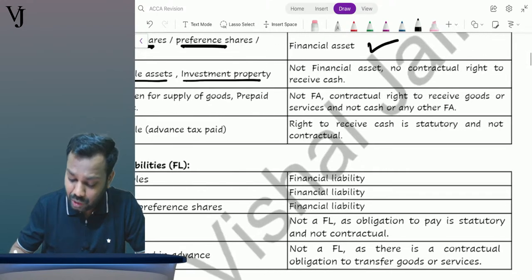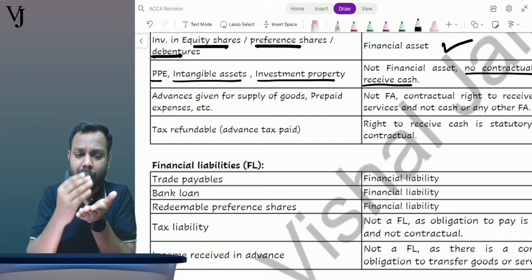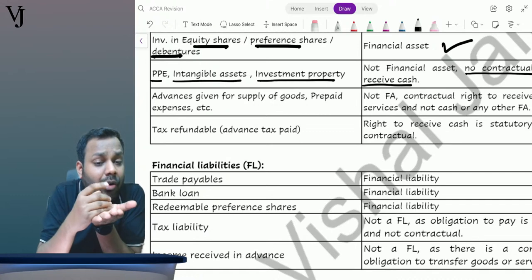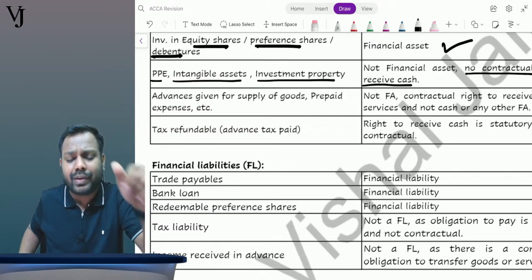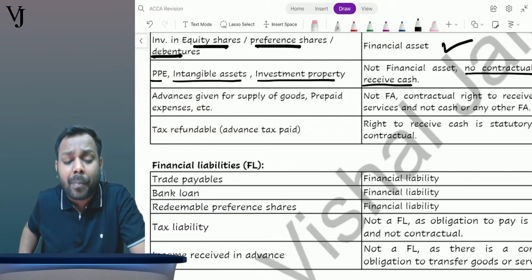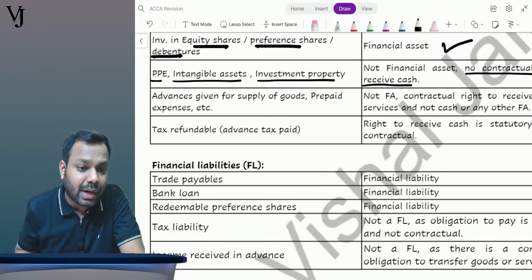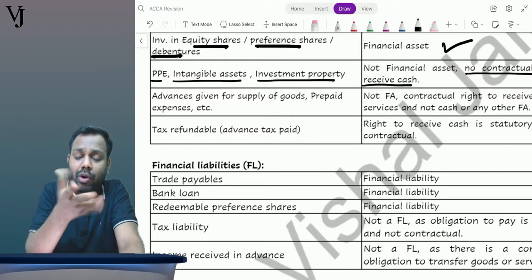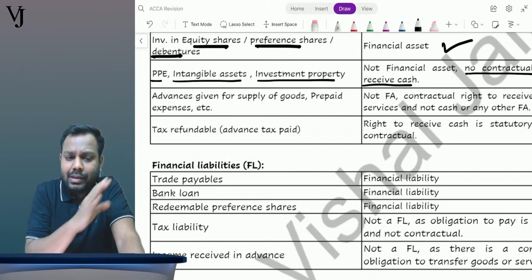Why? Because there is no contractual right to receive cash. Understand, when I talk about property, plant and equipment, intangible assets or investment properties, we will generate cash, but there is no direct contractual right. Just because I have this laptop with me, can I say that I have a right to receive cash? No, I have to use this laptop and generate the contractual right. Just because I'm having this asset doesn't mean I have a contractual right. So these assets do not give rise to a contractual right, and since there is no contractual right, this is not a financial asset.